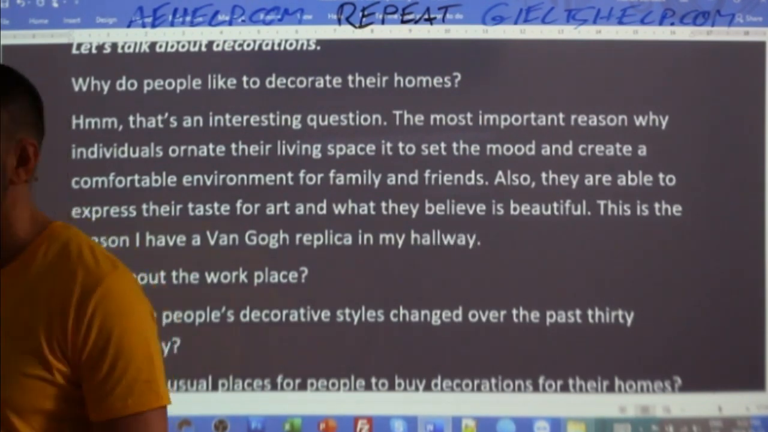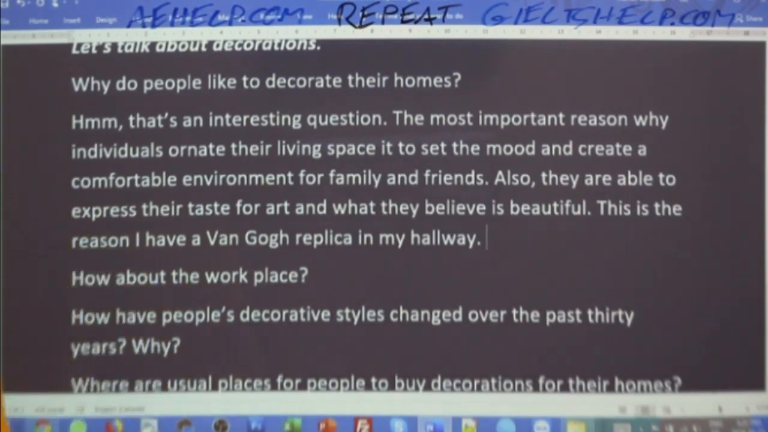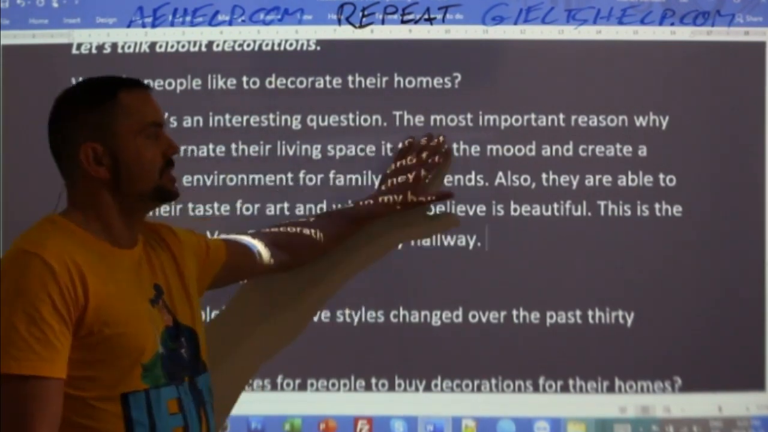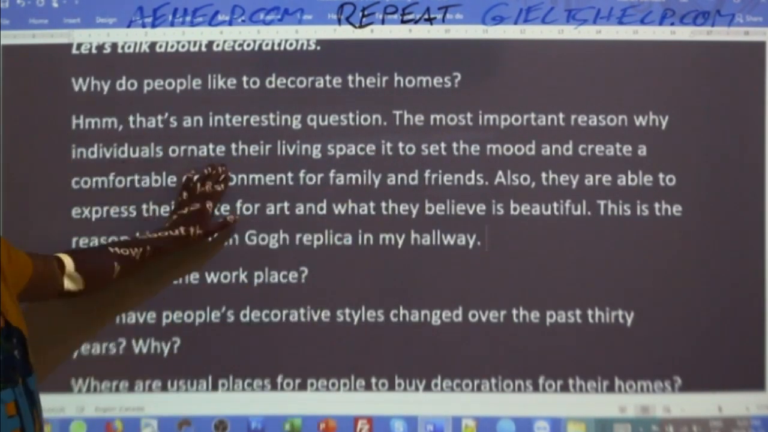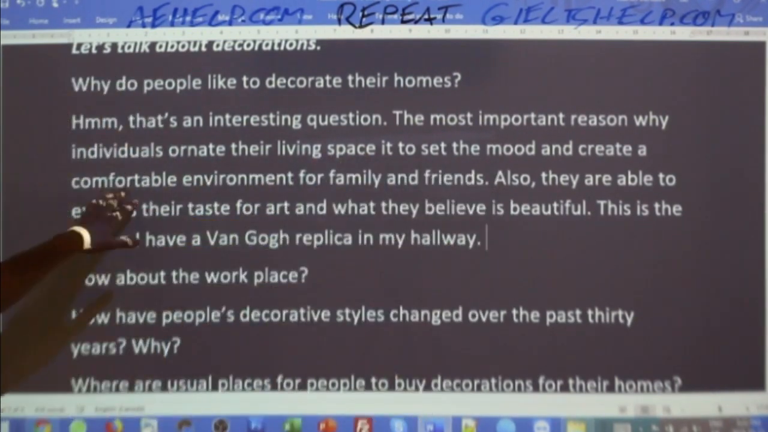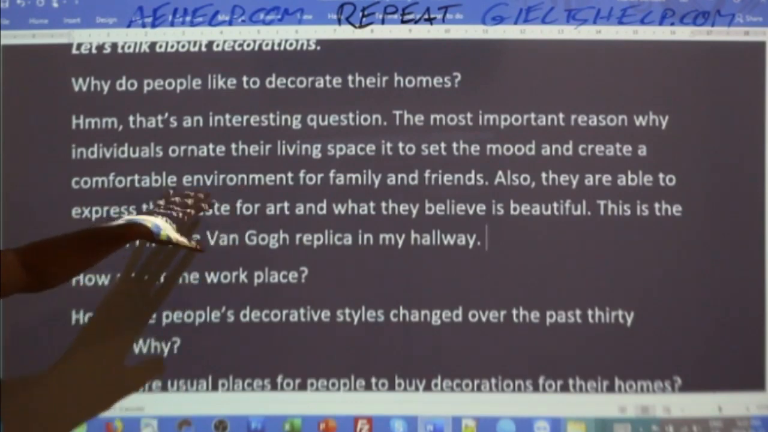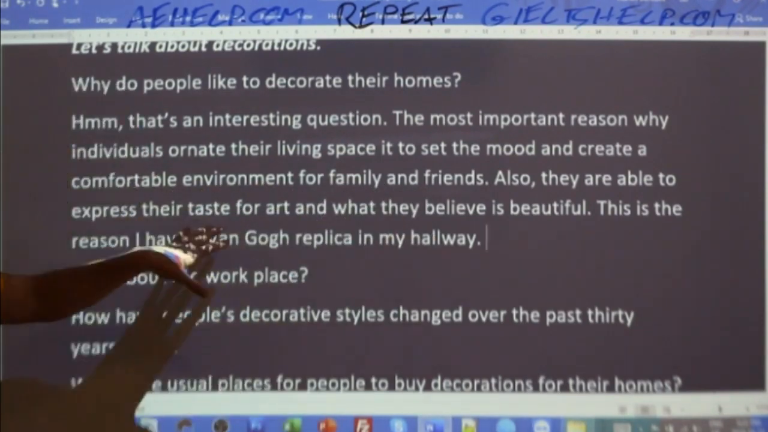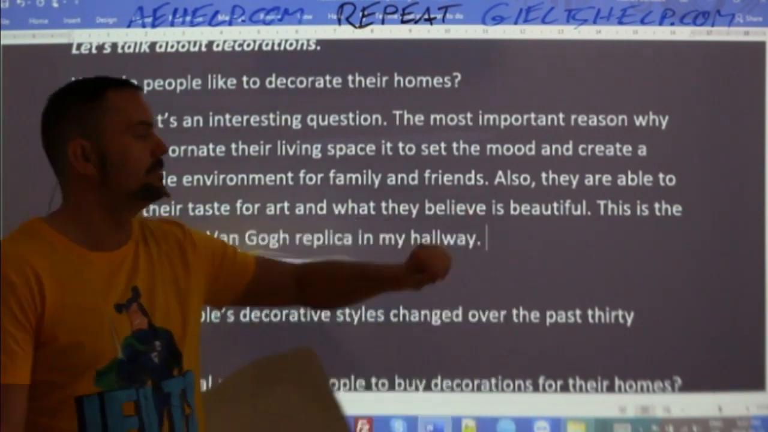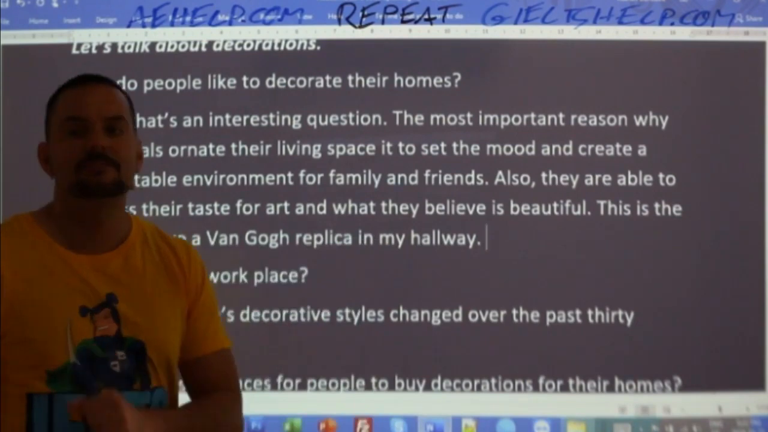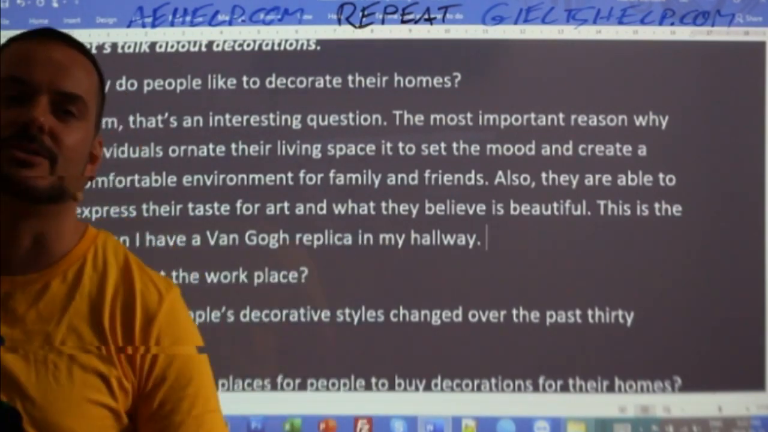All right, sure. So here we go. This is my answer. Repeat after me. That's an interesting question. The most important reason why individuals ornate their living space is to set the mood and create a comfortable environment for family and friends. Also, they are able to express their taste for art and what they believe is beautiful. This is the reason I have a Van Gogh replica in my hallway, my favorite painter.